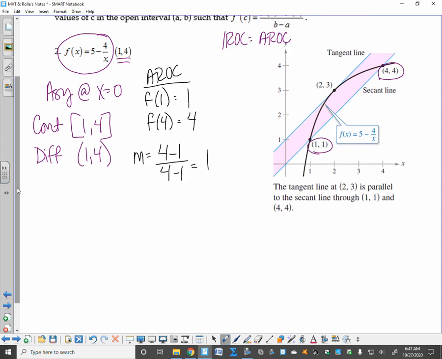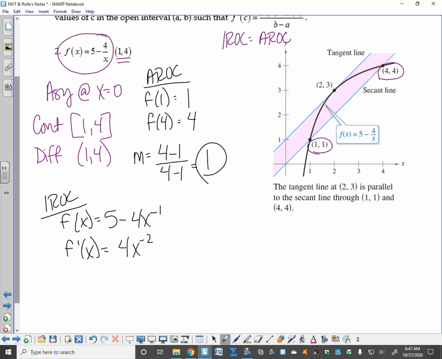So now what I want to do is I need to take the derivative because I need to find the IROC. So for f of x, I'm just going to prep it for the negative 1. Okay, so now f prime of x is negative 4x to the negative 2. And I want to set that equal to the AROC. So 4 over x squared equals 1. I'm going to multiply both sides by x squared. I'm going to root both sides. I'm going to get plus or minus 2.